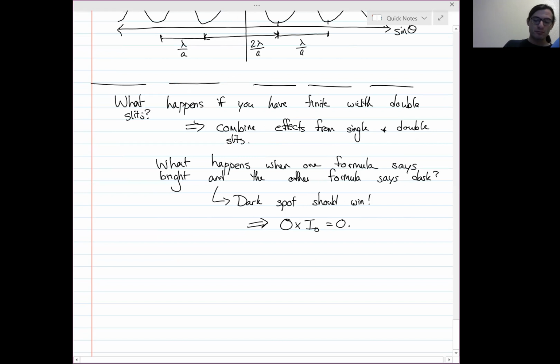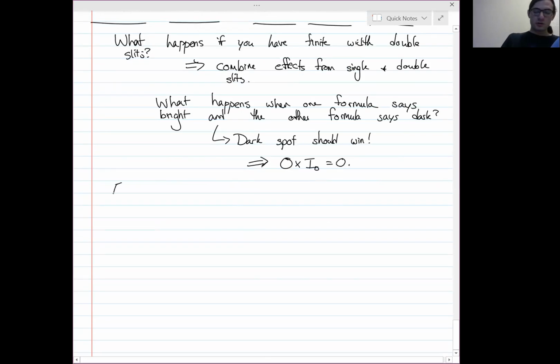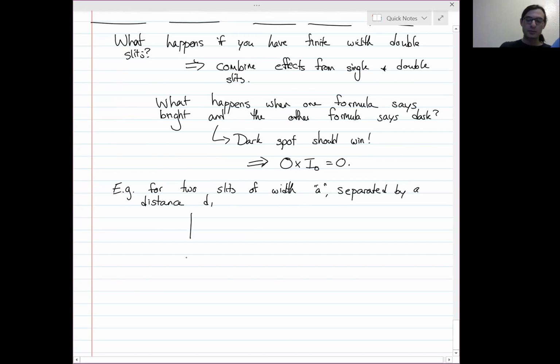So let's just actually do it now. Oh, come on, scroll. There we go. For two slits of width a, separated by a distance d, we have the following setup. So this distance here should be a, this distance here is a, and then the distance between the center lines, that should be d.